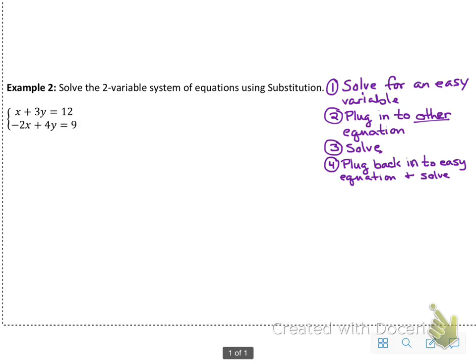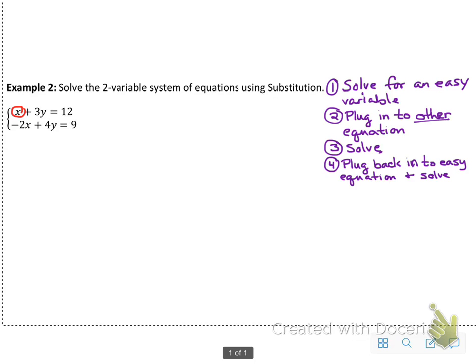Okay. Now here are your steps for substitution. First, solve for an easy variable. Now when I say easy, I mean something that is going to be so easy to solve for that you have one step, if at all possible. So if you look, we have an x, we have a 3y, we have a negative 2x, and we have a 4y. Now if you look, the only one that does not have a coefficient is this x right here.